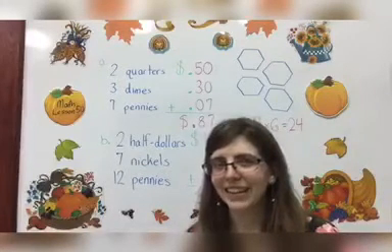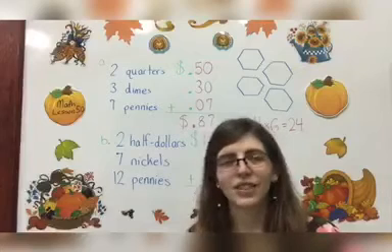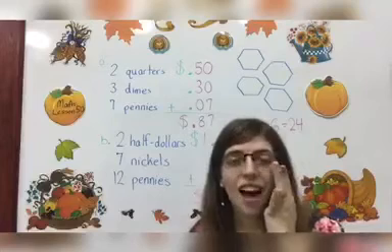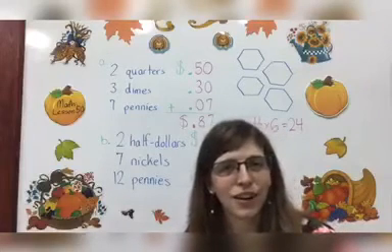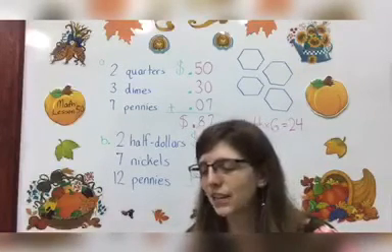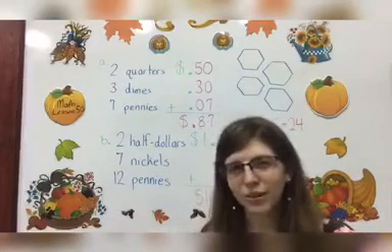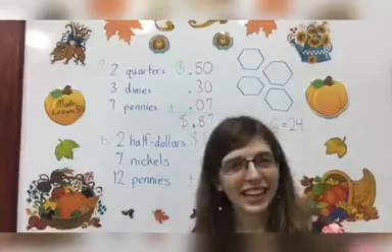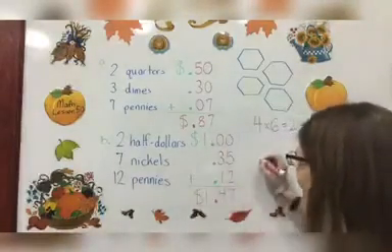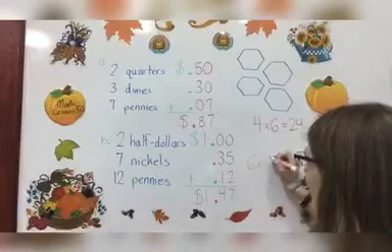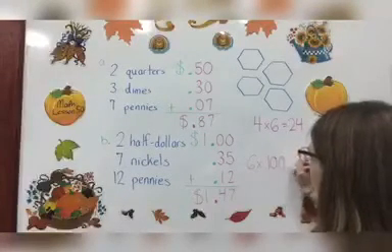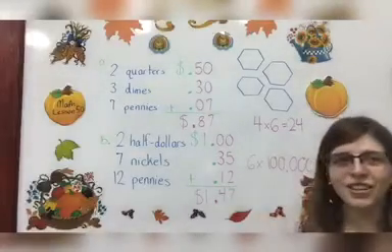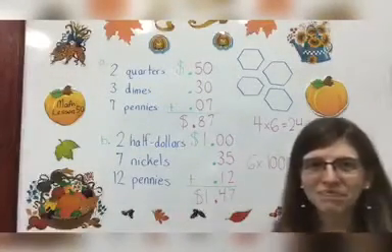What place is it in? Ones, tens, hundreds, thousands, 10,000s, 100,000s, millions. It's in the 100,000s. Very good. So that means you have how many 100,000s in 600,000? You have 6. So it's 6 times 100,000 to get to 600,000. Okay?